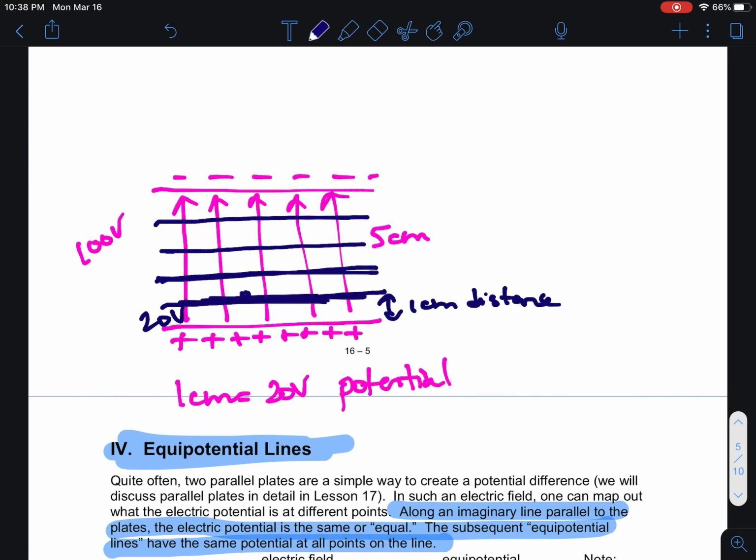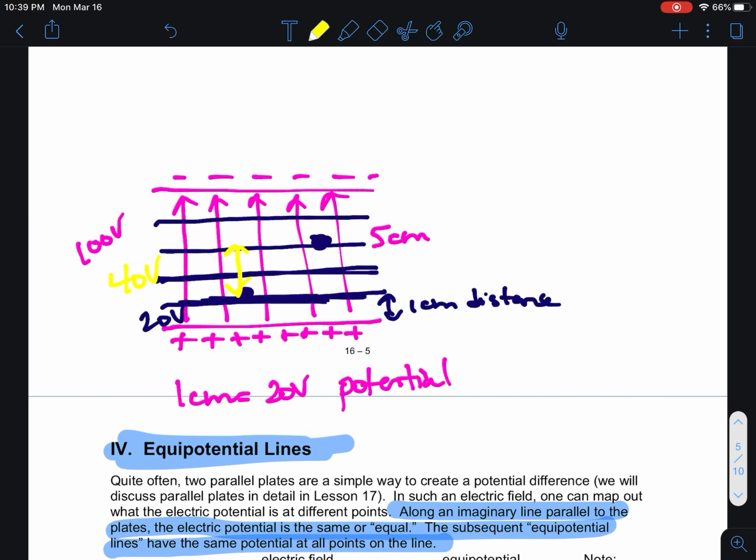So then if we say that something moved from this equipotential line to this one, doesn't matter that it's diagonal, it's gone through 2 full equipotential lines from here to here, and we would say that that has moved through 40 volts of potential.